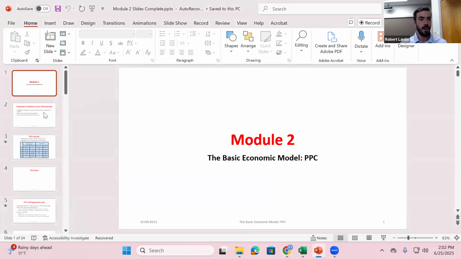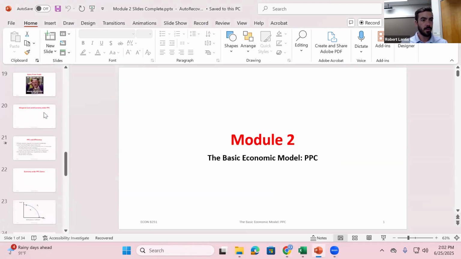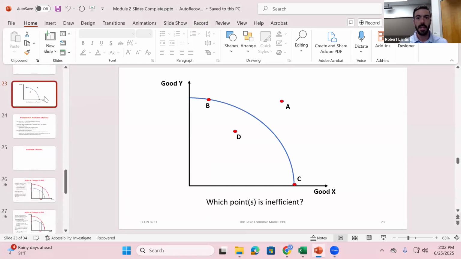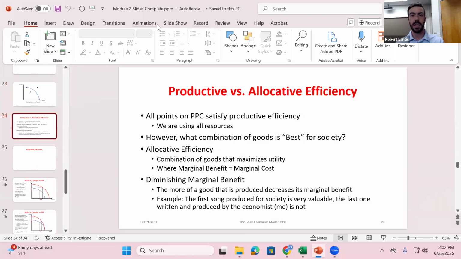So we left off thinking about points that were inefficient, unattainable, production efficiency. So let's pick up where we left off. I'll mention this idea of allocative efficiency as I draw out an example for you, and then we'll revisit this once we are done. So I'm going to stop this and then share this with you. All right.